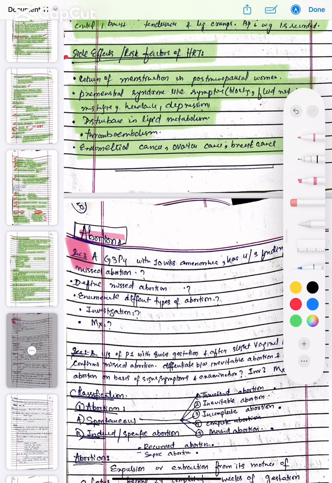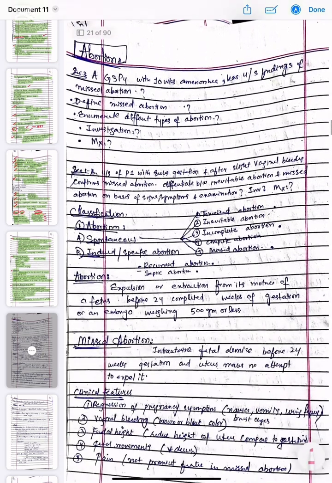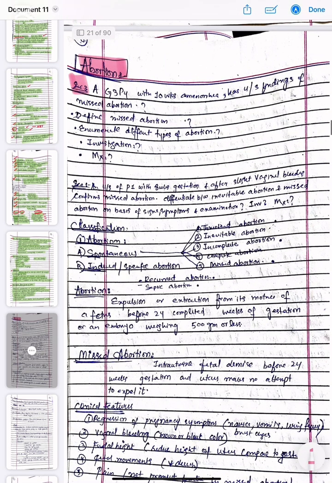Okay, so for abortion, we are having a scenario that there is a G3P4 with 10 weeks amenorrhea and has ultrasound findings of missed abortion. So define missed abortion and enumerate the different types of abortion, investigations, and management.